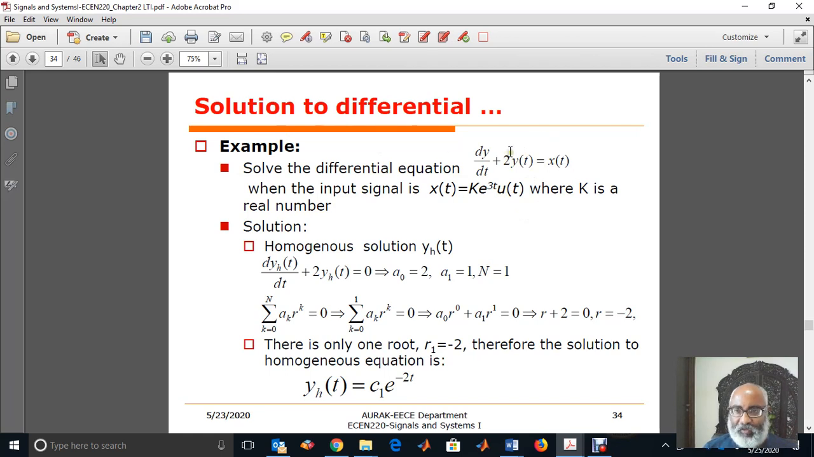So y at 0 is 0. Because it's first order, I need one initial condition. Now, the solution for the homogeneous: the homogeneous will be yh(t), d/dt yh(t) plus 2 yh(t) is equal to 0. A0 is 2, A1 is 1, N is 1.